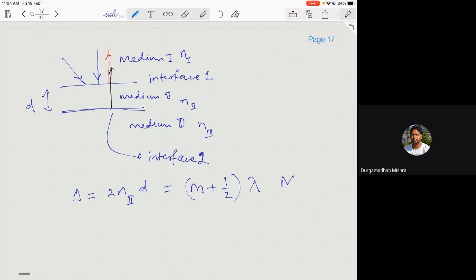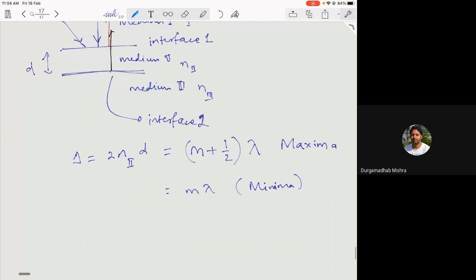And so this will be now your maxima, and minima will be when your path difference is equal to m lambda, and m is 0, 1, 2. So these are integers.